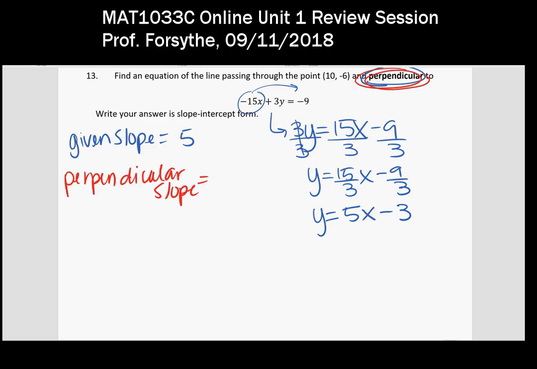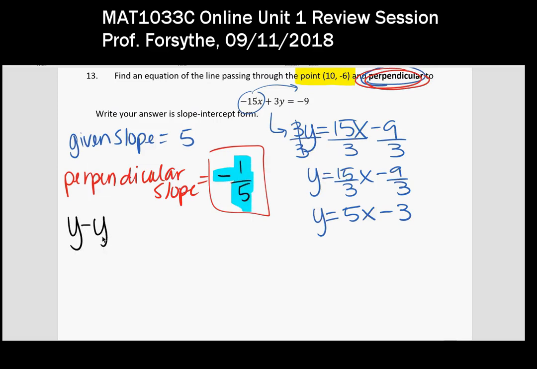So we're going to do the opposite sign. Since the given slope is 5, our slope needs to be negative, and we're going to take 5 and flip it. So it's going to be 1 over 5. So this is going to be our slope, negative 1 over 5. That's what we're going to use. So now we need a point, which we were given. So we have a point, and now we have a slope.